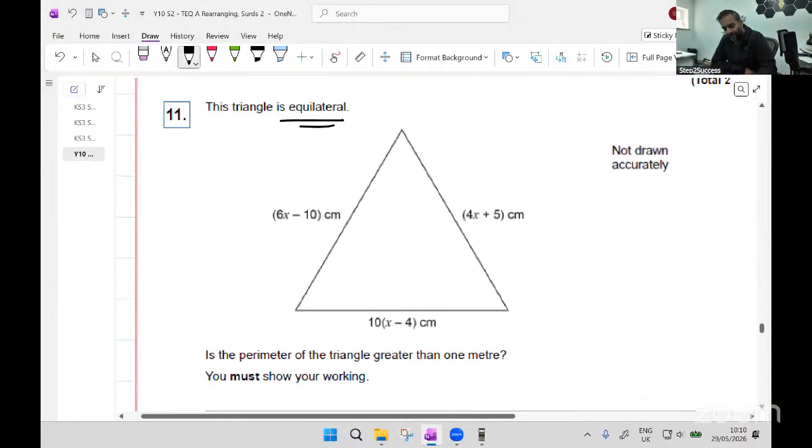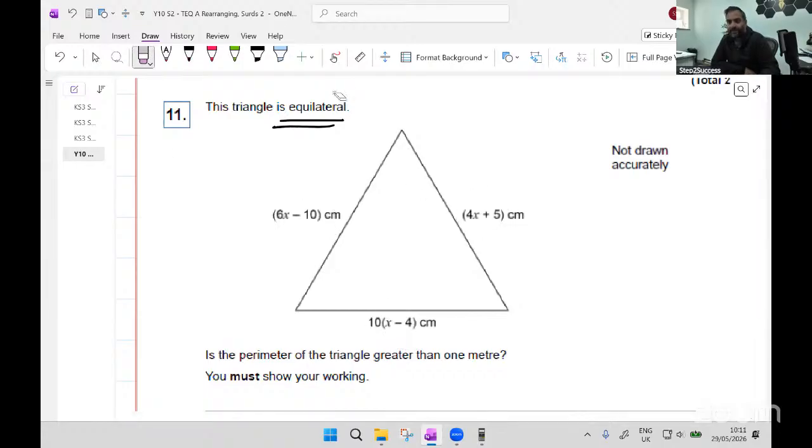Right, because this is an equilateral triangle, all of these sides are the same. So what we can do is say that this equals this, or this equals this. It doesn't matter. Pick two sides and put them equal.